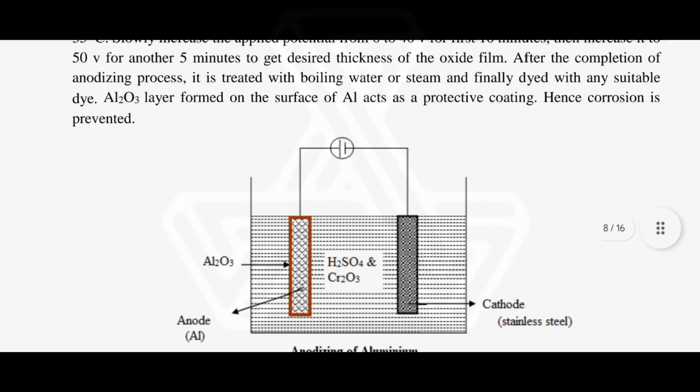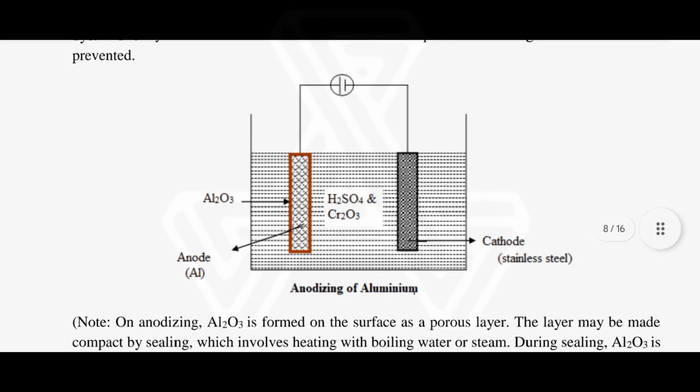The aluminium oxide layer formed on the surface of aluminium acts as a protective coating, hence corrosion is prevented. Aluminium oxide; anode: aluminium; cathode: stainless steel; anodizing of aluminium; electrolyte: mixture of sulfuric acid and chromic acid, Cr2O3.